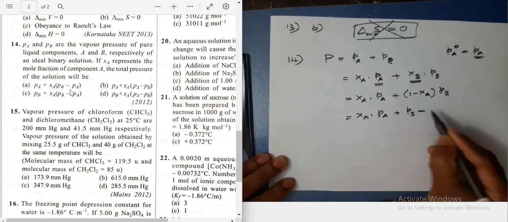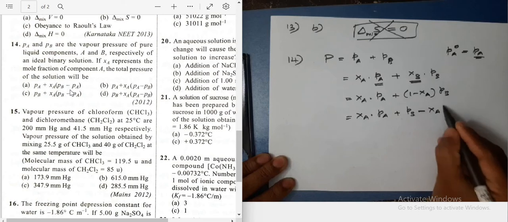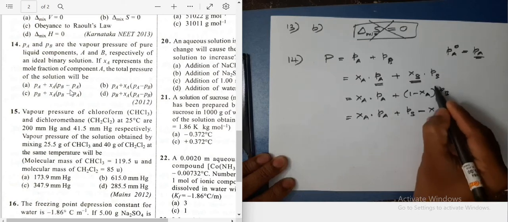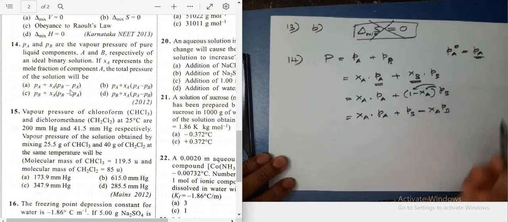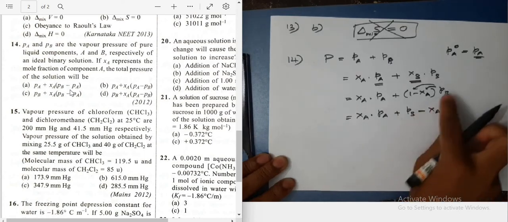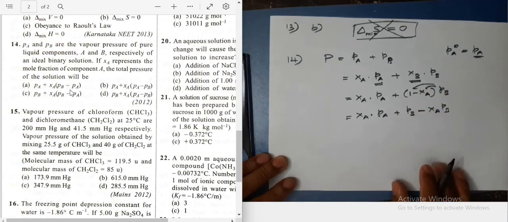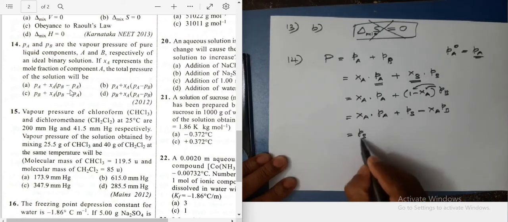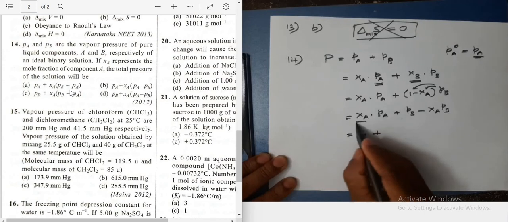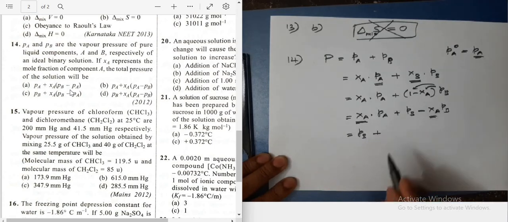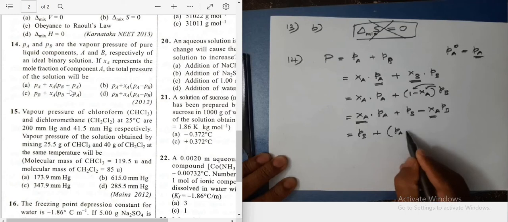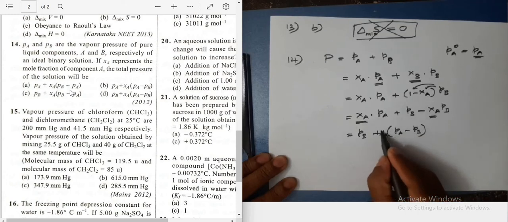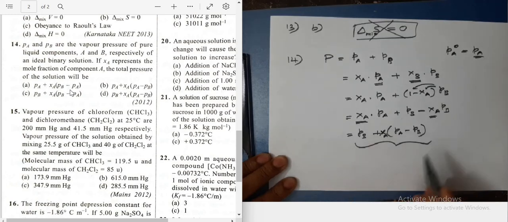Then XA into PA plus, you multiply this by PB: PB minus XA into PB. I have multiplied this and this, 1 into PB is PB minus XA into PB. Now what should we do? Keep the PB as such, then take XA common from here and here. If you take XA common, I'll get PA minus PB into XA. So this is the expression for total pressure.